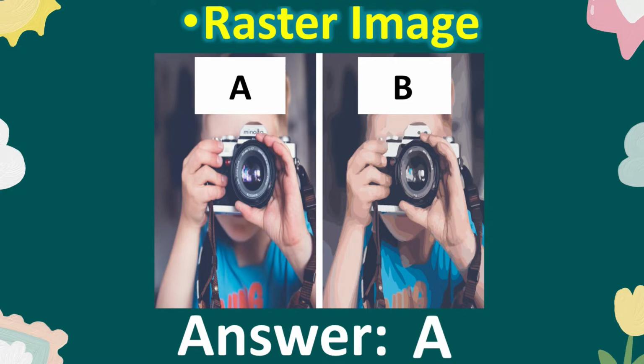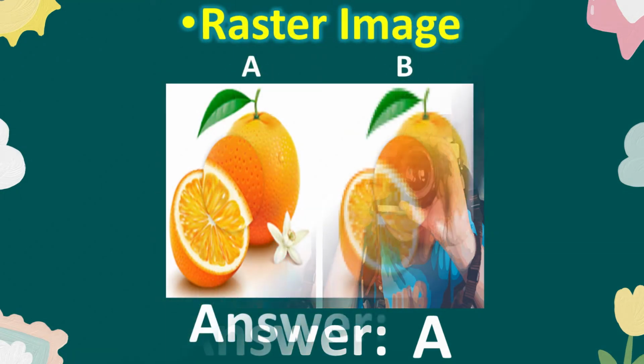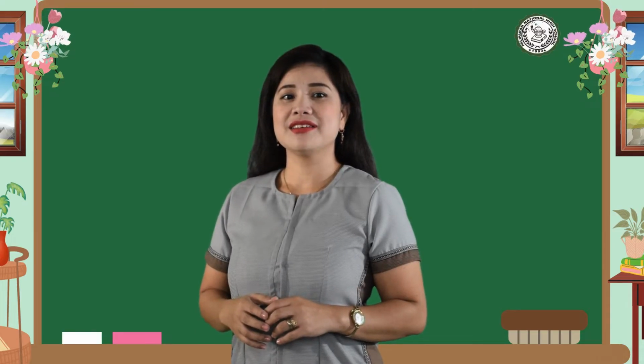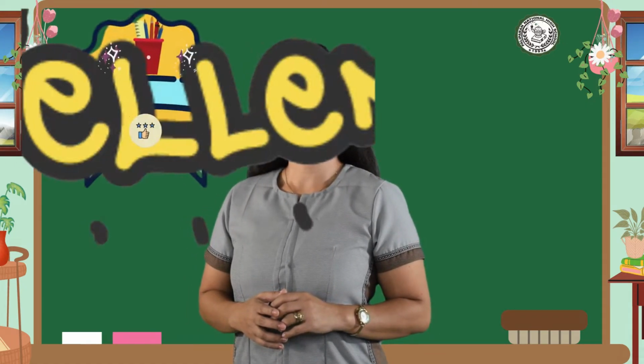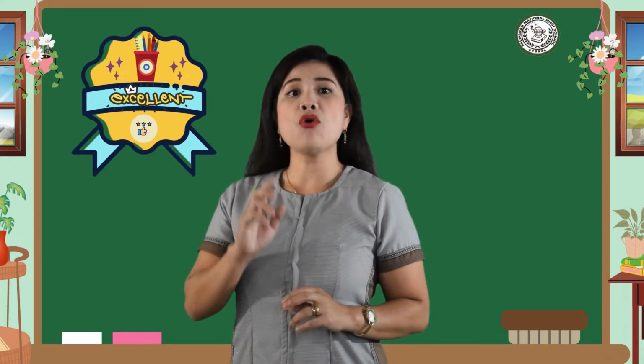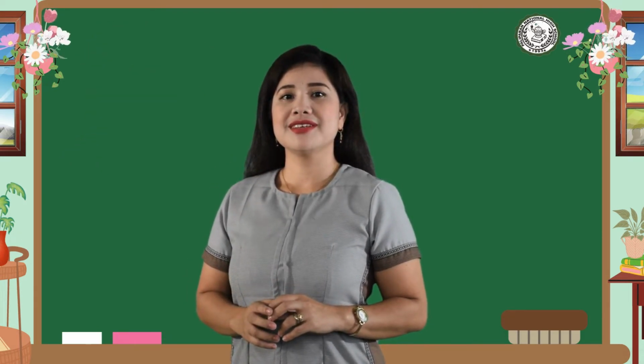Images are more confusing this time. Pick the correct answer. That's excellent. The answer is B. Who got a perfect score for this activity? For that, let me give you an excellent badge. Very good, learners. How about 2/3? This is for you. Good job.